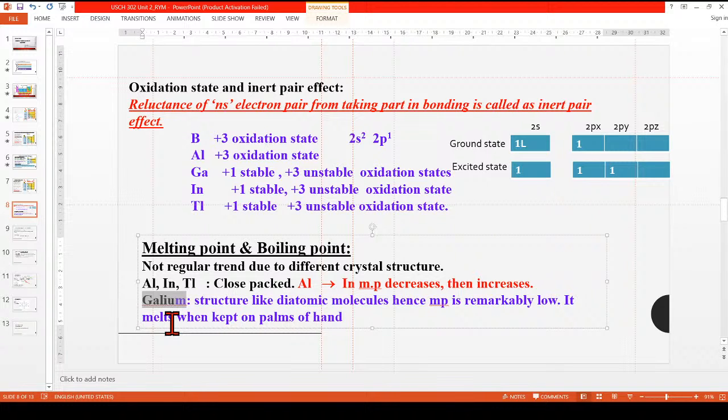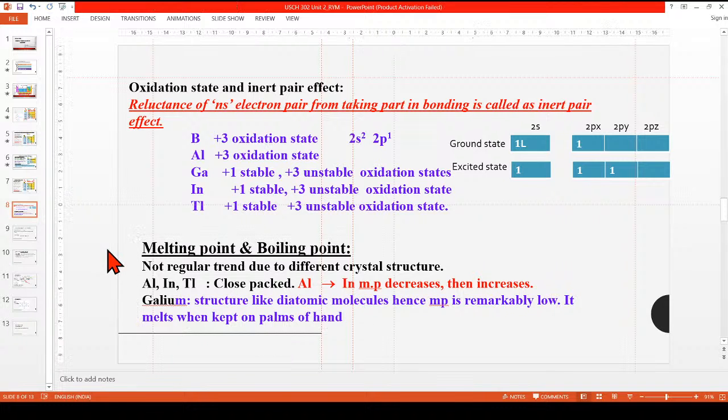It is a very common question whenever there is a general science quiz or chemistry related quiz: gallium melts when it is kept on the palm. Okay, so this is about melting point.